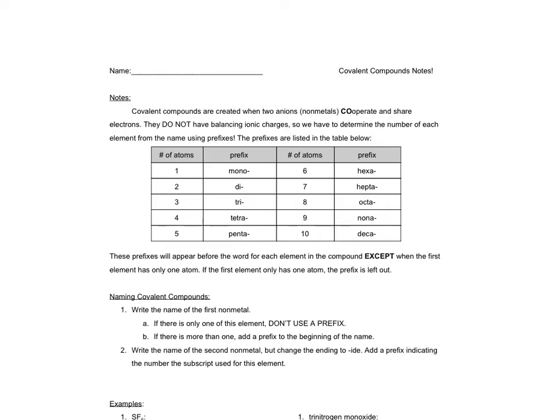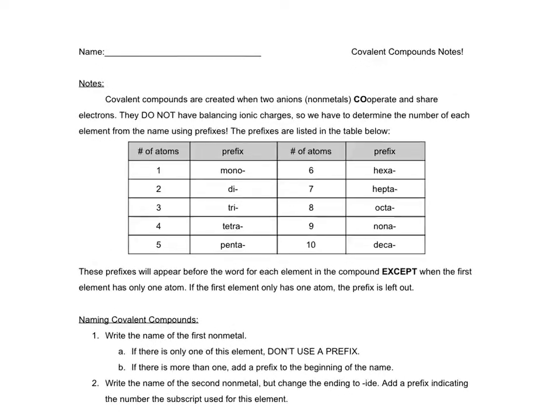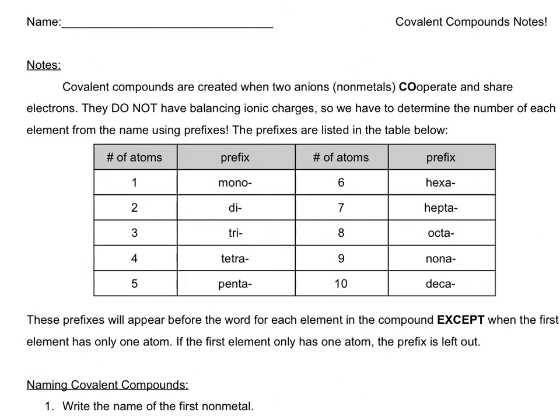Hey guys, today we've got a new set of notes about covalent compounds. We've been learning about ionic, now we're going to move on to covalent. If you remember from types of compounds, covalent compounds are created when two anions cooperate and share electrons. This makes sense because anions are negative, which means they're looking for more electrons.